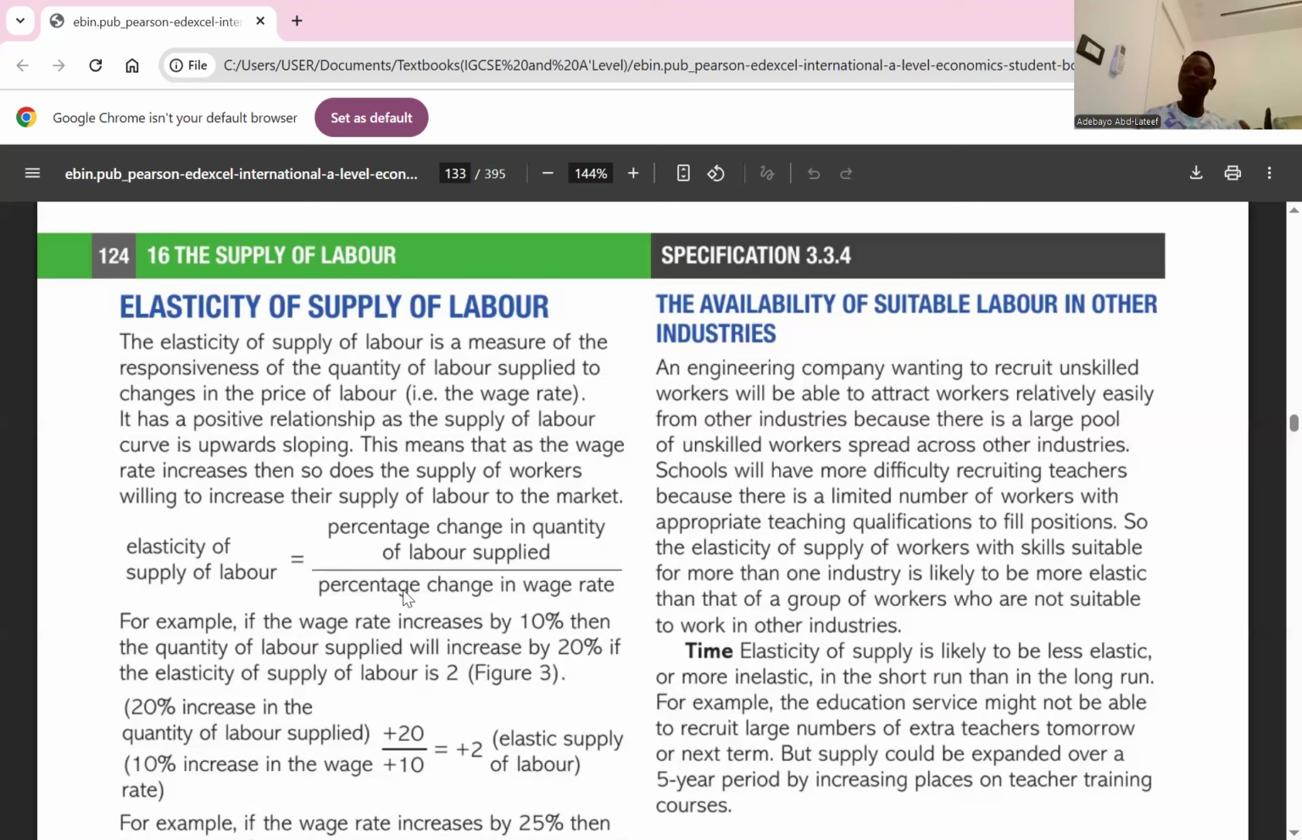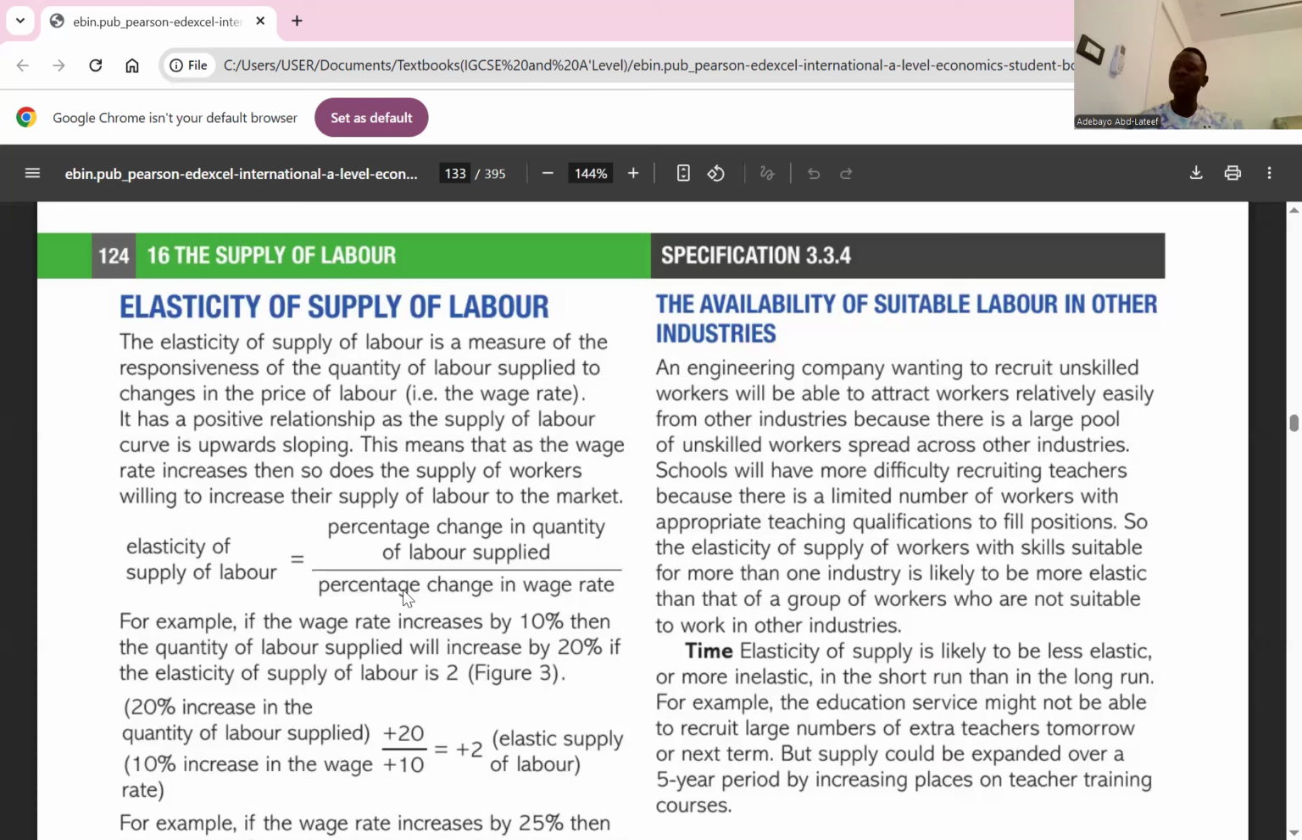Another factor that could influence elasticity of supply of labor is time. Time is all about the short run and the long run. In the short run, the elasticity of supply of labor is definitely going to be inelastic, because in the short run you might not be able to employ teachers, doctors, or engineers, since the supply of labor in such situations is less. So in the short run, the supply of labor is expected to be inelastic. But in the long run, the supply of labor is elastic.